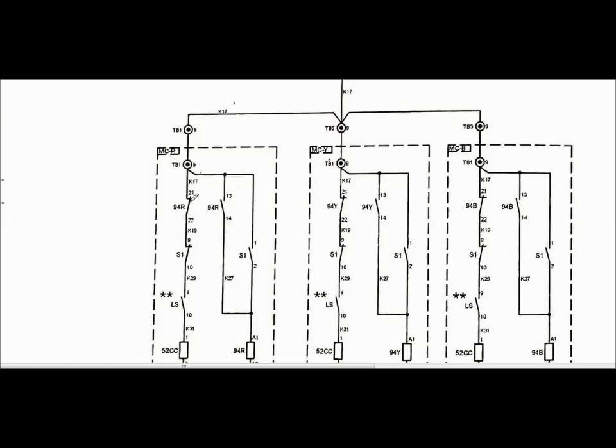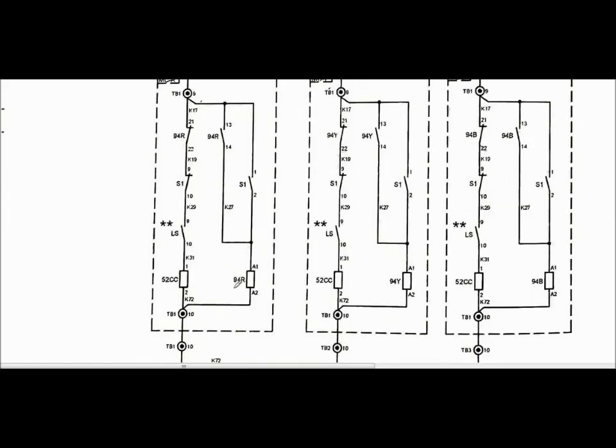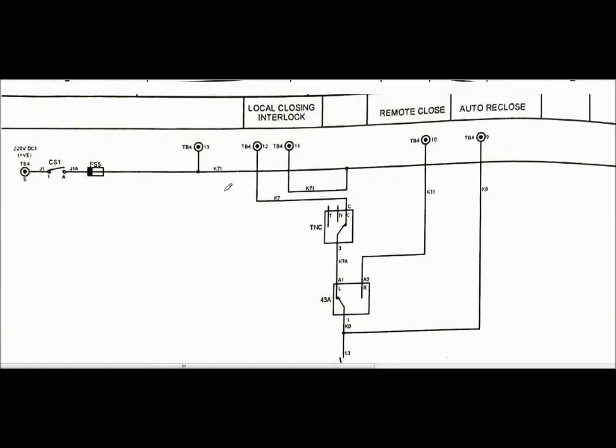94R is the NC contact that exists in each phase in series with the closing coil. It is given to prevent a continuous DC pulse to the closing coil. In the 94R relay, there exists in series the auxiliary NO contact of the circuit breaker. Whenever the circuit breaker is on, this contact comes to NO position. Now we want to check how the local closing is done.